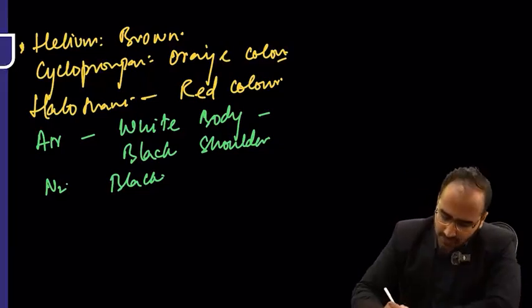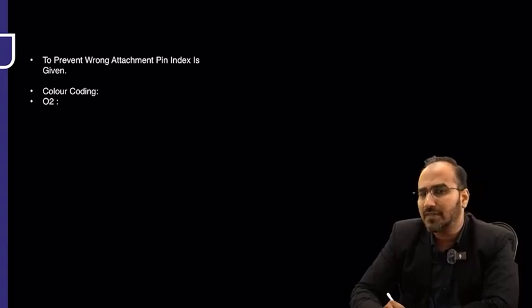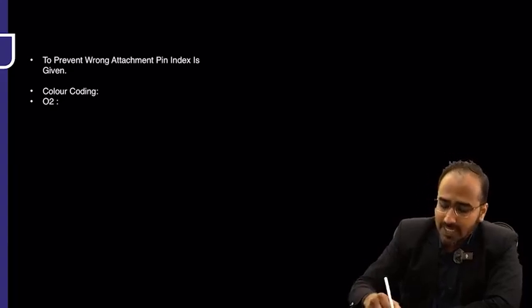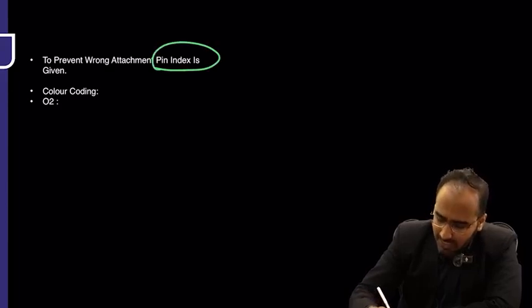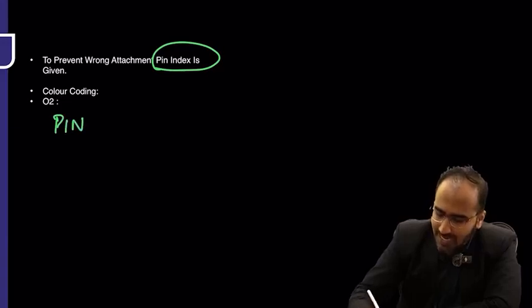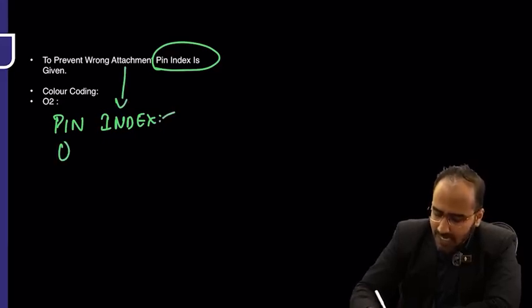Now, these cylinders are attached to the machine with the help of the yoke valve assembly. In the yoke valve assembly, we have a system that prevents wrong attachment of the cylinder. That system is called the pin index system. Very, very important, guys. For different gases, different pin index systems are given.